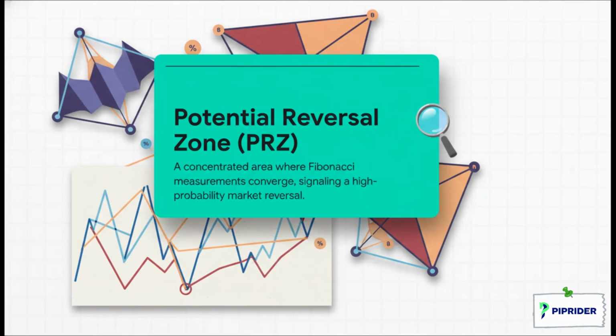Because you see, point D isn't just a single price on a chart. It's what defines something called the potential reversal zone, or PRZ. Think of it like a hotspot. It's this concentrated little area where a bunch of different independent Fibonacci calculations all point to the exact same place. And when that happens, the probability of a reversal goes way, way up.